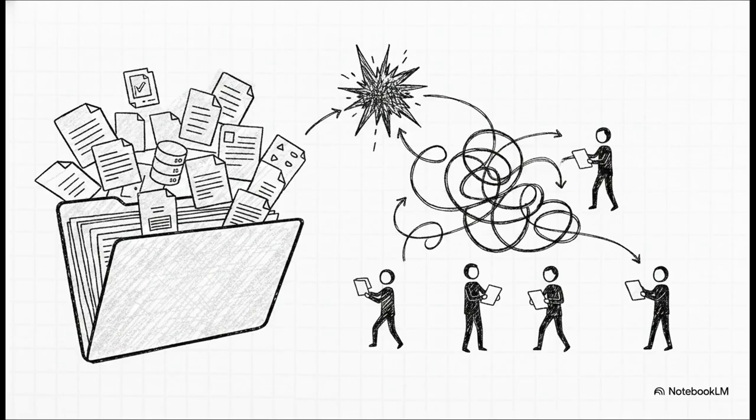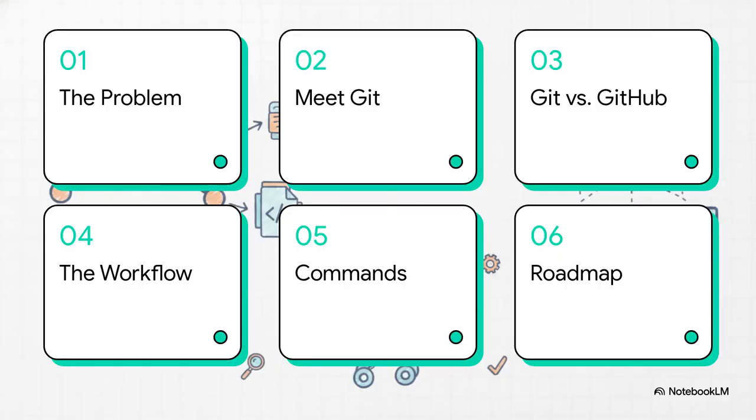The sheer amount of time lost to manual file tracking is exactly why the software industry had to find a better way. So here is our roadmap for today. We'll cover 1, the version control problem, 2, meet Git, 3, Git versus GitHub, 4, the workflow, 5, a command cheat sheet, and 6, a 4-week roadmap.